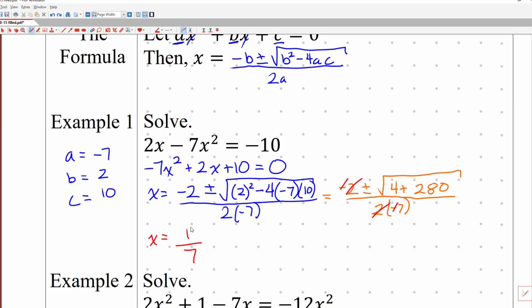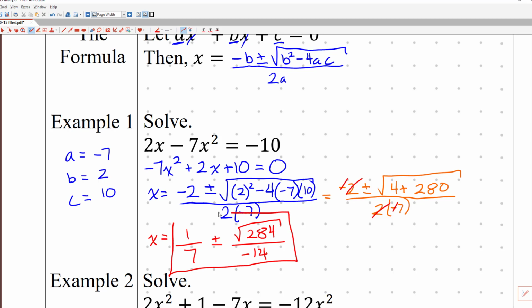And I'm going to say plus or minus this second fraction right here. And again, nothing is crossed off for that second fraction. It's just going to be the square root of 284 divided by negative 14. Cool, and that's our final answer.